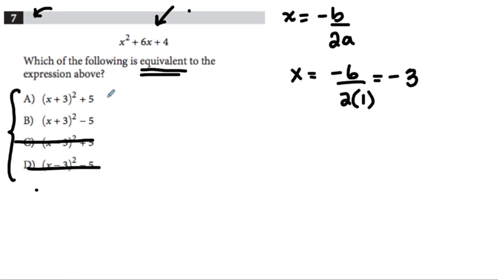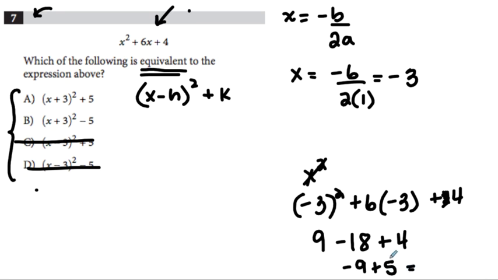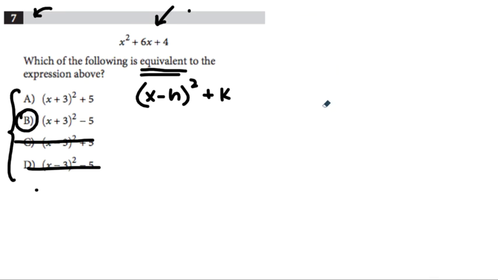Now I have to test my k, because remember, vertex form is x minus h squared plus k. So I'm going to take my x and plug it in. Negative 3 squared plus 6 times negative 3 plus 4. So I get 9 minus 18 plus 4, and that gives me negative 9 plus 4. So my y coordinate would be negative 5. So that would be b. All right, so that would be if you were going to keep it in standard form, and you'd have to remember negative b over 2a.